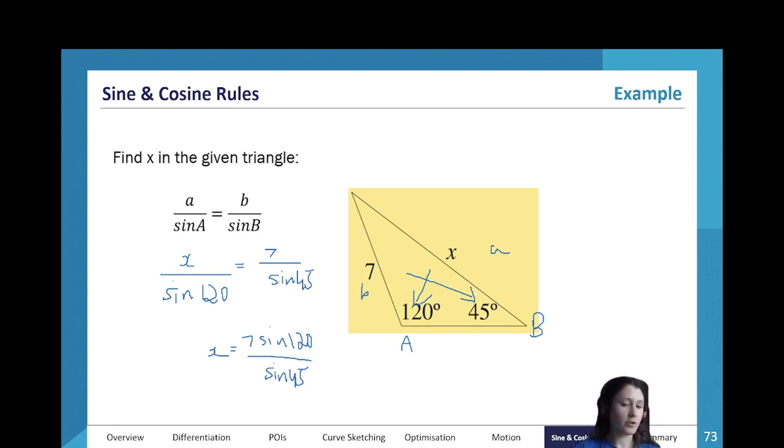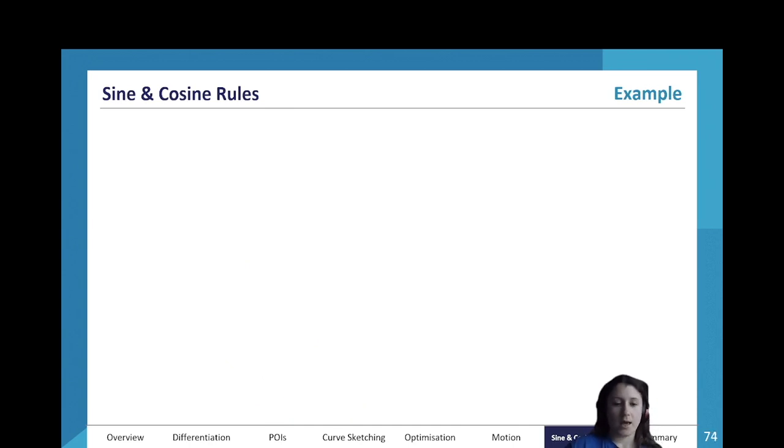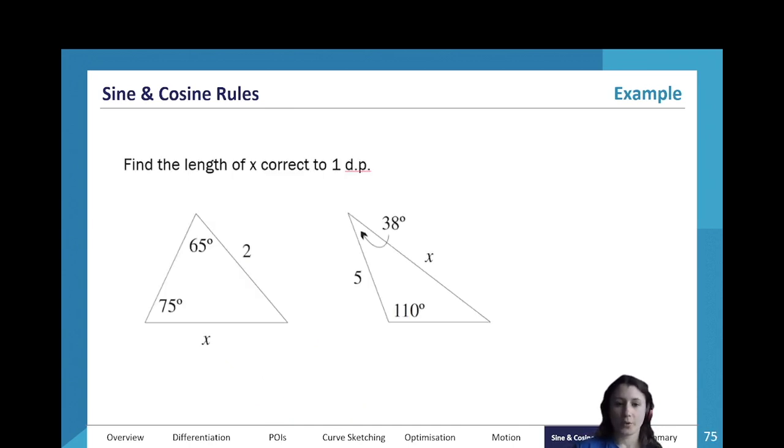Now, hopefully you guys will be familiar with the unit circle and how you can actually do those exact values without a calculator. But because we just kind of want to focus on the sine and cosine rules here, I'm not going to go over that. I'll just give you guys the answer. It's about 8.57. That's not an exact value. But if you're able to do that in exact values, congrats. Alrighty. Let's have a look at a few more examples here.